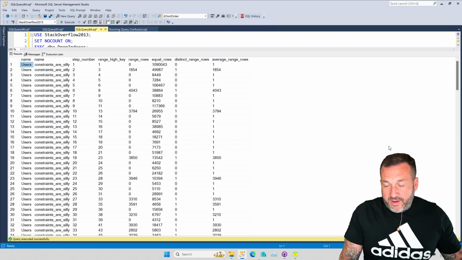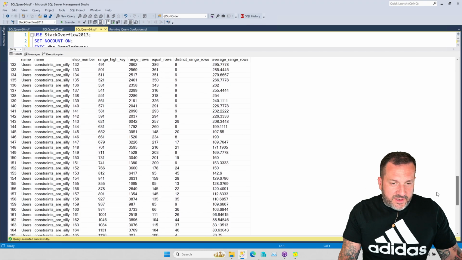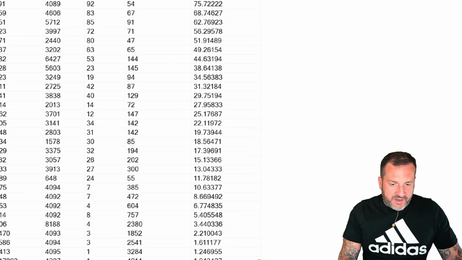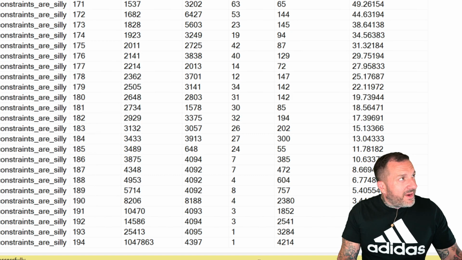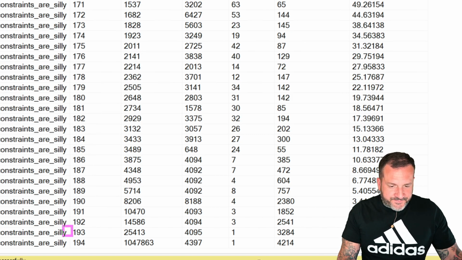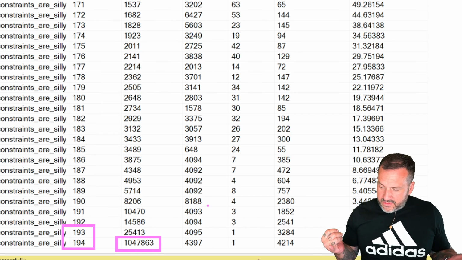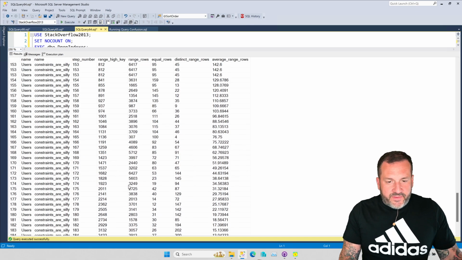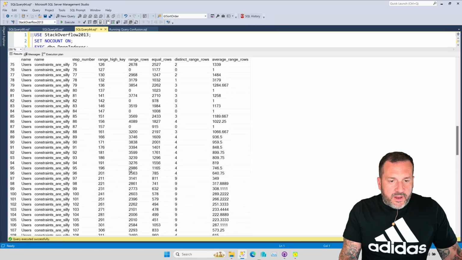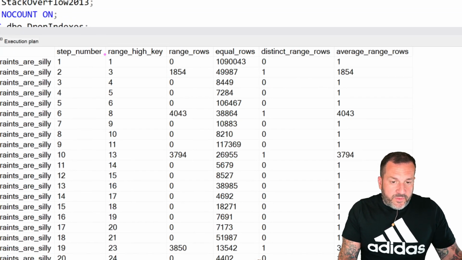It has almost 200 rows of histogram, 194 rows, and you can see all of the histogram details in here. This is our 194th row. We created the index, so that is a full scan. This is our highest value, 1047863. That's seven digits. That's Jon Skeet. And then we have various and assorted reputations up here. And the very first reputation in the table has a range high key of 1.